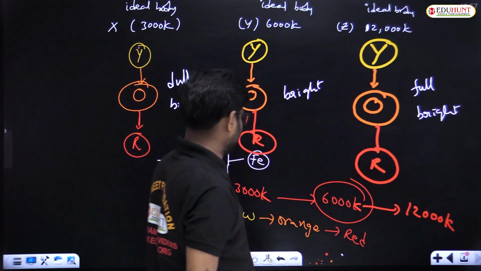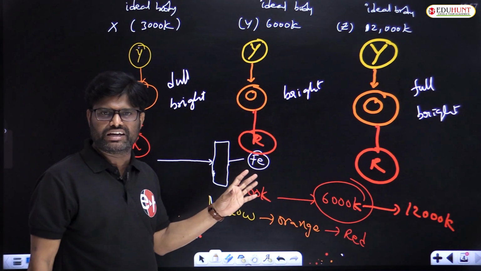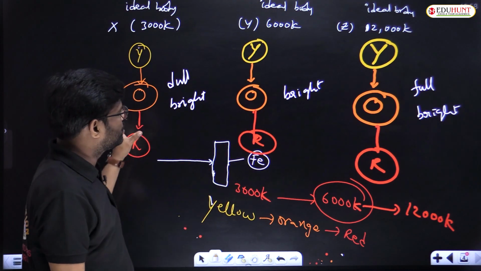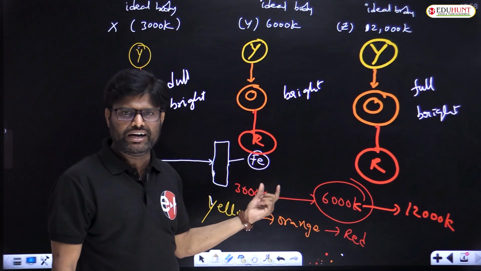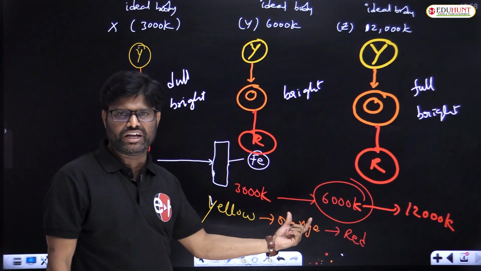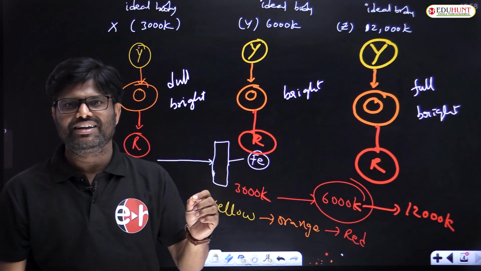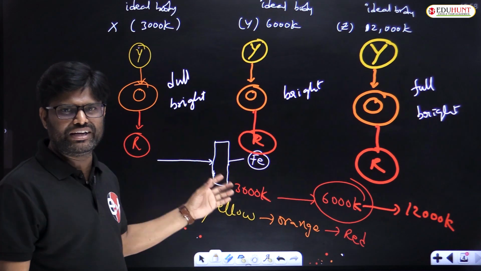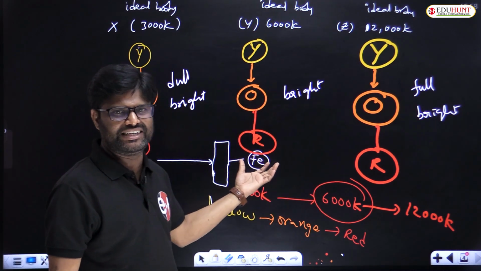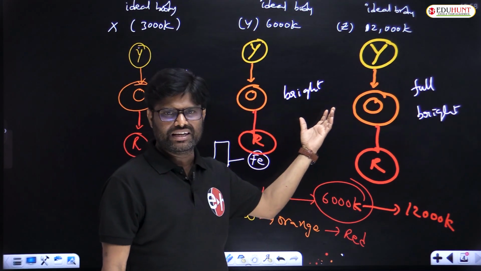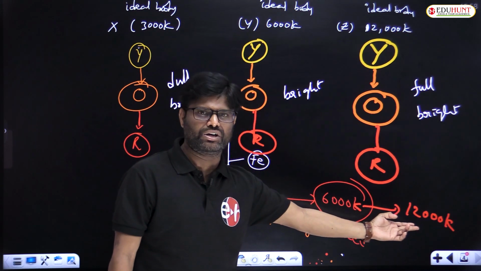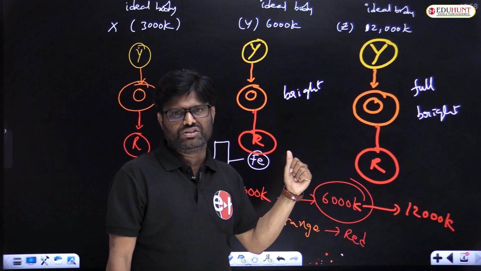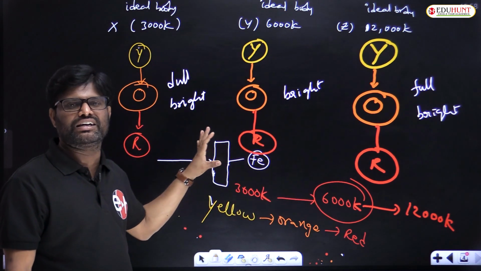What I am telling here is that in order to understand the graph, you should know this. When an iron object is heated at 3000 Kelvin, it shows yellow color, next orange color and red color, but dull in color. When you increase the temperature, the intensity and brightness increase, up to 12,000 Kelvin, so the brightness keeps increasing. If you understand this, you can read the graph easily.